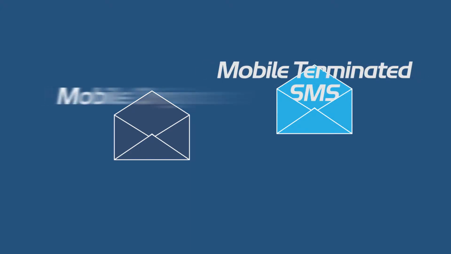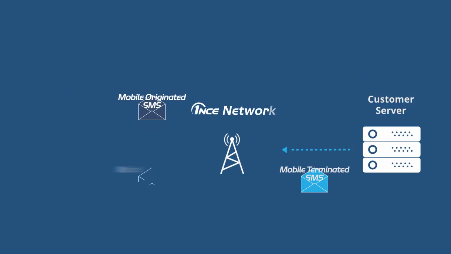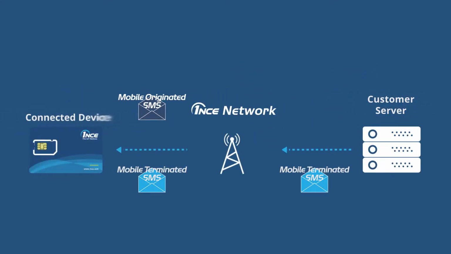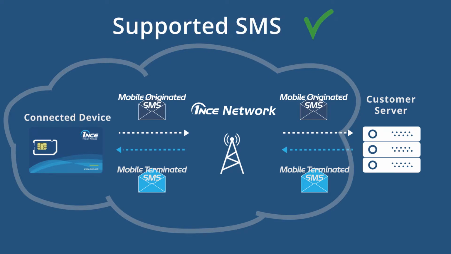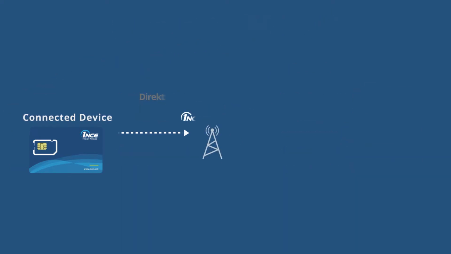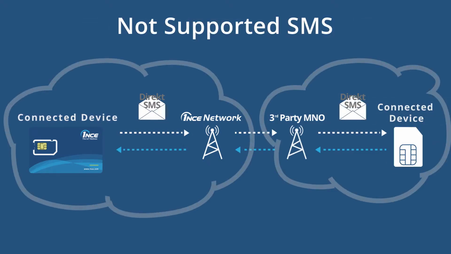Once supports two kinds of SMS that are commonly used for IoT applications: mobile terminated SMS and mobile originated SMS. Mobile terminated SMS are sent from the customer's server to the SIM card carrying device, whereas mobile originated SMS are sent from the device to the server. Direct SMS messages from one device to another device are not supported.